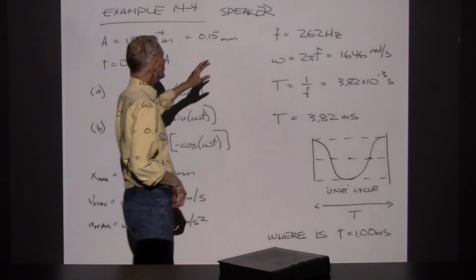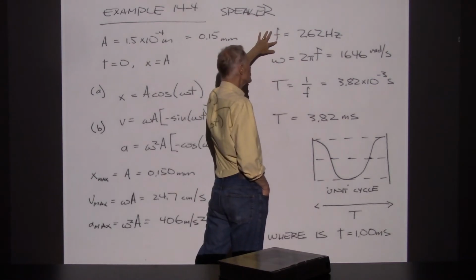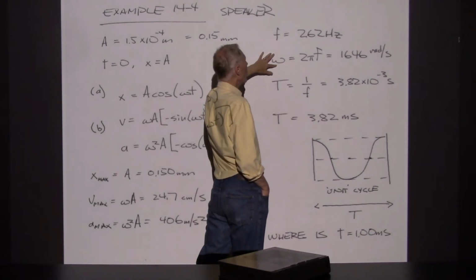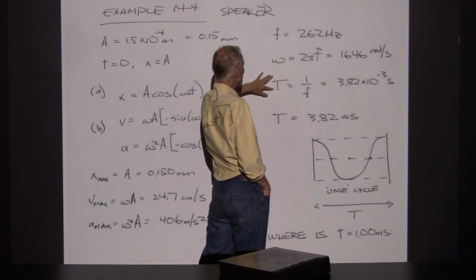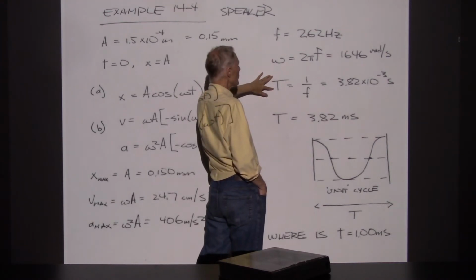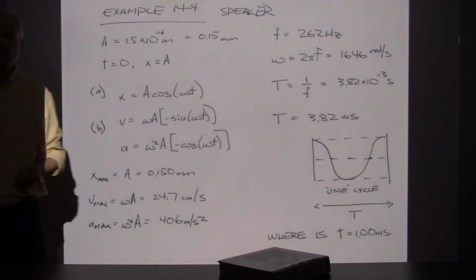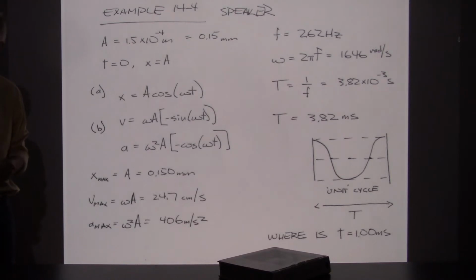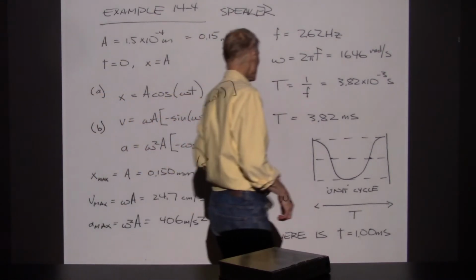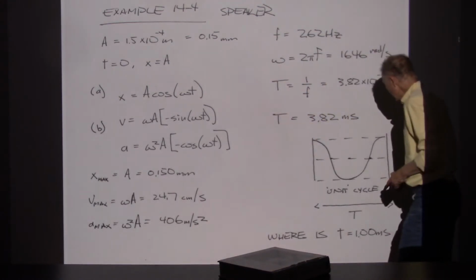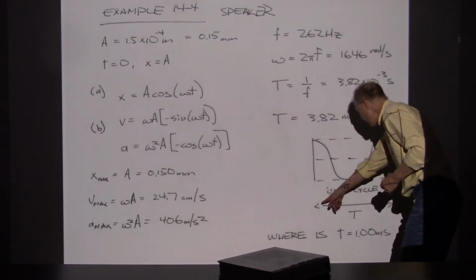Now, in addition, I guess we had to calculate this, right? So the frequency was 262. That made omega 1646 radians per second. And, you know, just to throw this in, what was the period? Well, the period of oscillations is 3.8 milliseconds. 3.8 times 10 to the minus 3 seconds, and that's what one cycle looks like. So I graphed it and said this is my unit cycle, that represents one cycle, and that's the period.